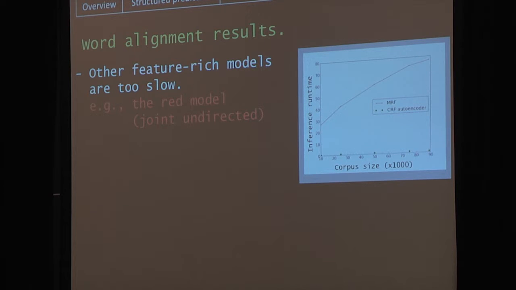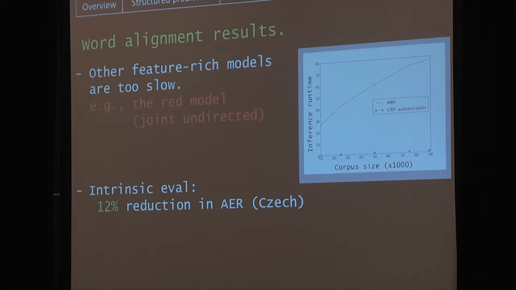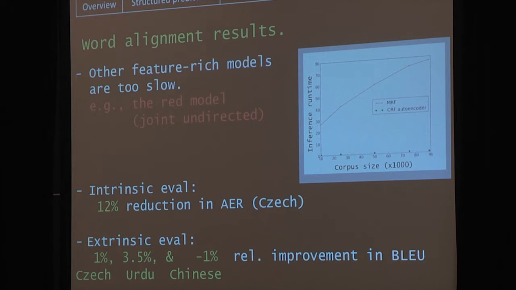So instead we compare the CRF autoencoder model to word alignment tools that are commonly used in state-of-the-art machine translation systems. So in intrinsic evaluation, we found that CRF autoencoders reduced the alignment error rate by 12% compared to the best of the two baselines we use, which are Giza++ and FastAlign. In end-to-end translation evaluation, we found that CRF autoencoders was competitive, outperforming both baselines in Czech English and in Urdu English, but gave worse results on Chinese English.